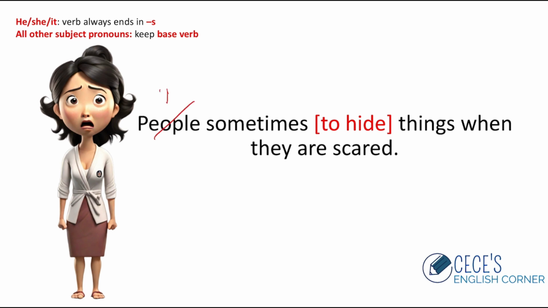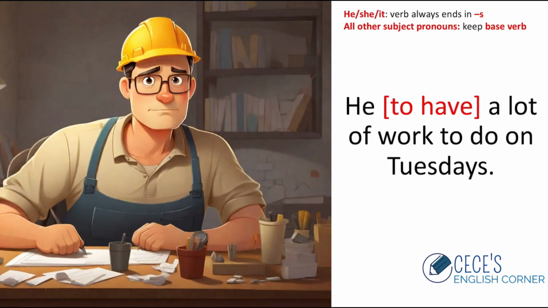If we look back at the table, we can replace people with they. Remember, the verb ends in s only when the subject is he, she, it. For everything else, the verb stays the same. We don't need to add an s to the verb, so the sentence should read, people sometimes hide things when they are scared. Last one. He to have a lot of work to do on Tuesdays. Again, remember that for he, she, it, the verb ends in s. So the correct sentence is, he has a lot of work to do on Tuesdays.